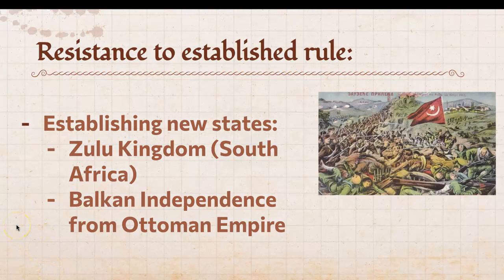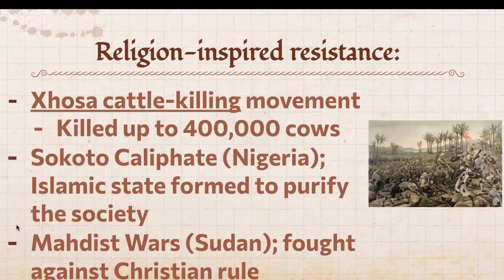This next slide is with the resistance to imperialism. We are going to see the establishment of new states, starting with the Zulu Kingdom. This is going to happen in South Africa. And then Balkan independence, which includes Greece, from the Ottoman Empire in this time period. With religion-inspired resistance, a lot of this is going to take place in Africa. All the examples that I have are from Africa.